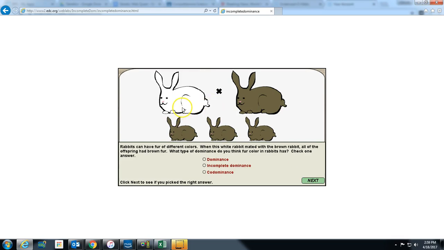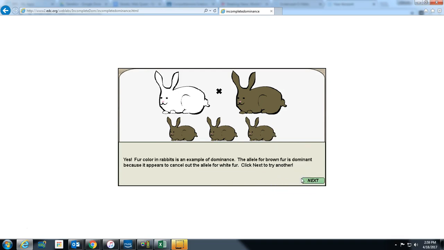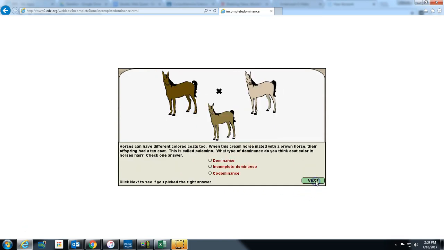Okay, rabbits can have fur of different colors. When this white rabbit mated with a brown rabbit, all of the offspring have brown fur. What kind of dominance do you think fur color in rabbits has? So hopefully when you thought about it for a second, you picked dominance because that's when we have either or. Fur color in rabbits is an example of dominance. The allele for brown fur is dominant because it appears to cancel out the allele for white fur.